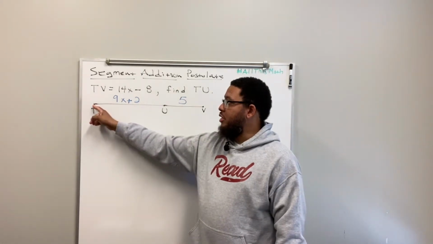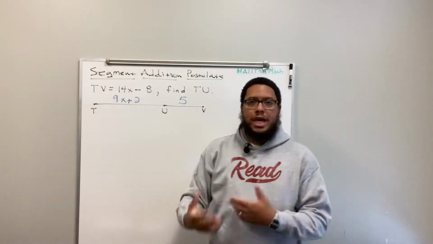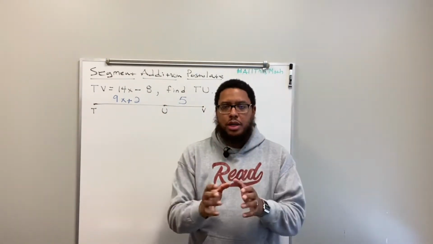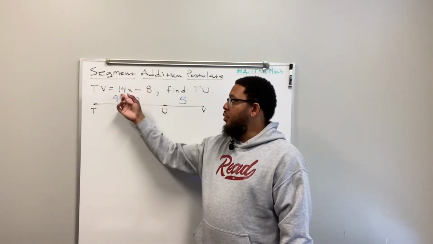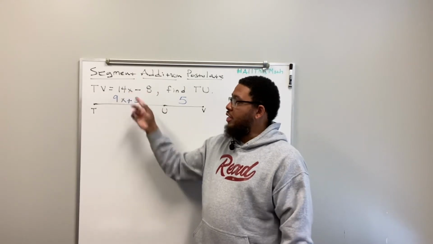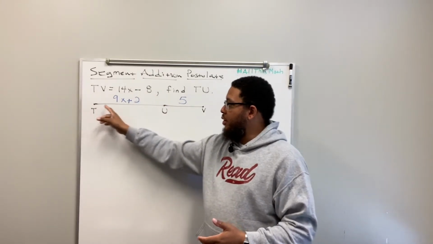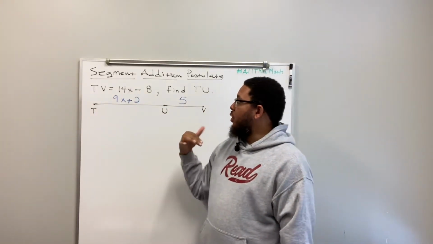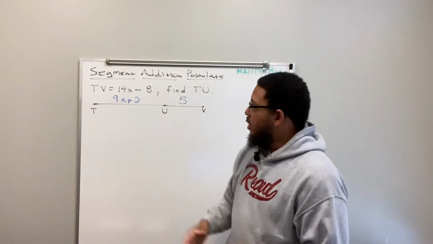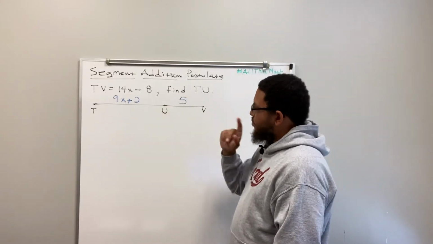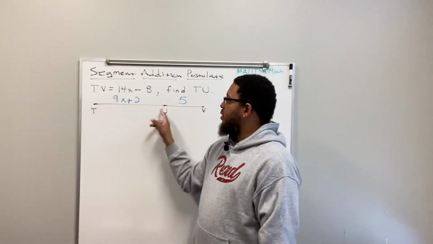So TV represents the length from here all the way to V, all right? And we don't know exactly how long that is. We don't know a single number to represent that. We have what's called an algebraic expression. This is an expression, 14 times x minus 8. So 14 times some number that we don't know, minus 8, is equal to the length from here all the way to here. Now, what are we trying to figure out? We always got to know what our end goal is. Our end game is to figure out the length of TU, the length from point T to point U.